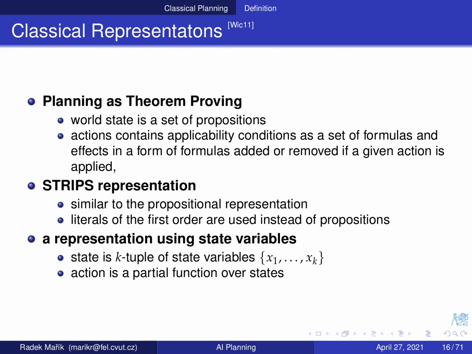Then the STRIPS representation was introduced. It is very similar to the propositional representation. However, it uses so-called first-order literals instead of propositions. And you will see immediately what I mean by that. It is a basic name and a kind of tuple of constants. And state is represented using state variables. So basically, a state is a k-tuple of k state variables, from x1 to xk.